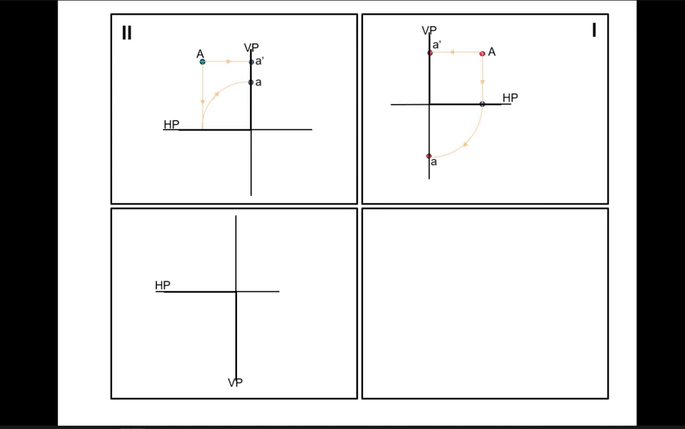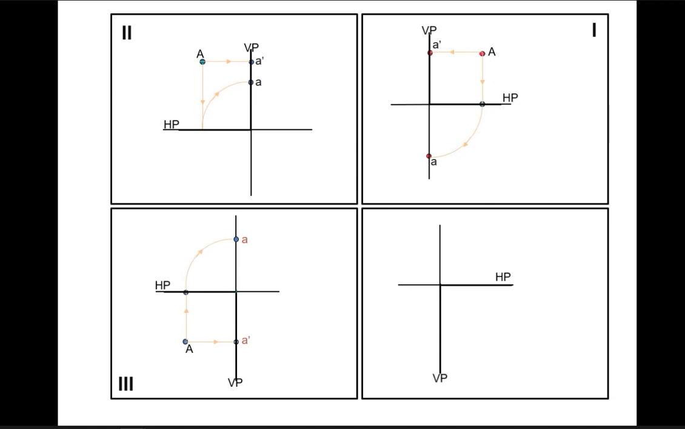Yes, sir. This is your third quadrant. So here the point is below HP and behind VP. So HP will open above the XY line. This is the XY line, the junction line of the two planes. This is the final projection.